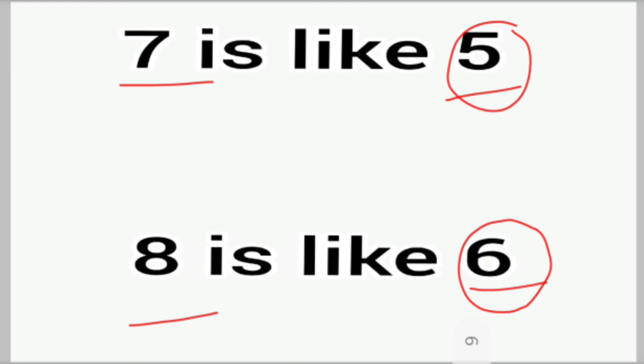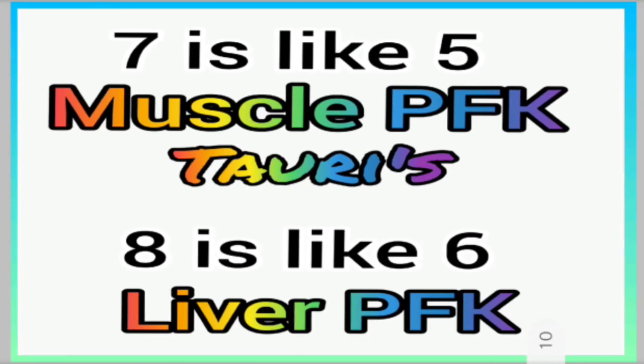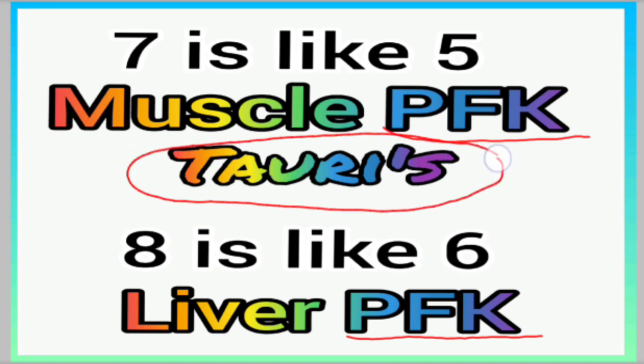Now let's see what are the enzymes which are deficient in number 7 and number 8. So it is muscle phosphofructokinase and liver phosphofructokinase. I hope it's easy to remember now. And 7 has a name, that is Tarui's disease, whereas 8 does not have a name. I hope it's very clear.